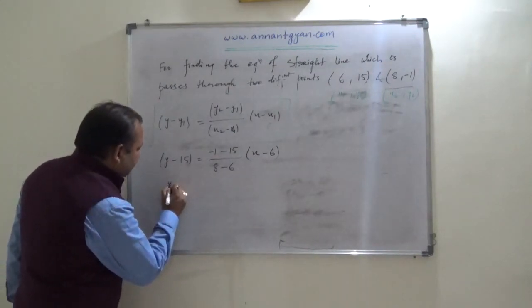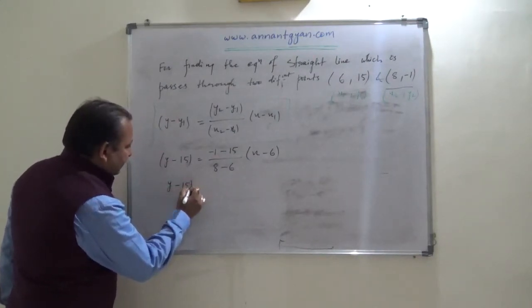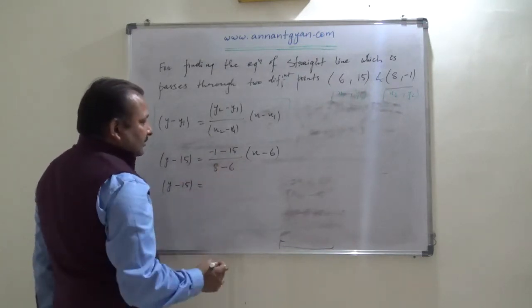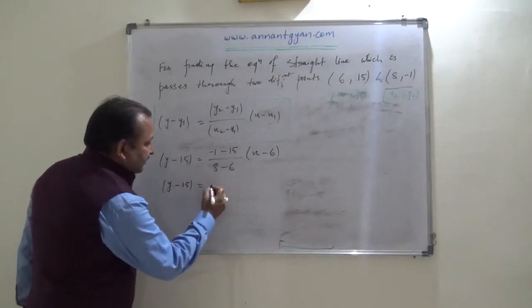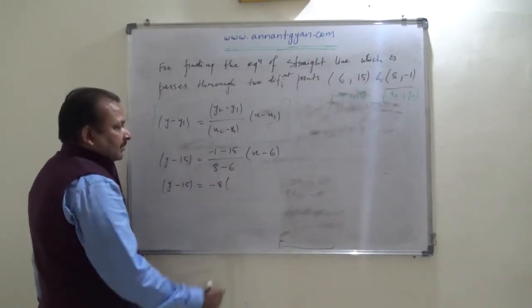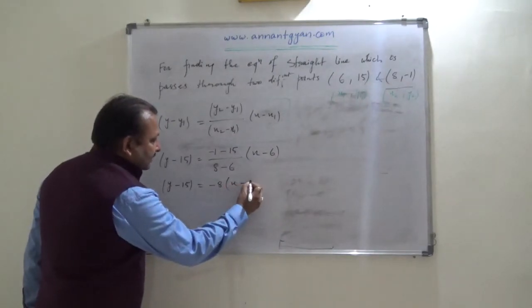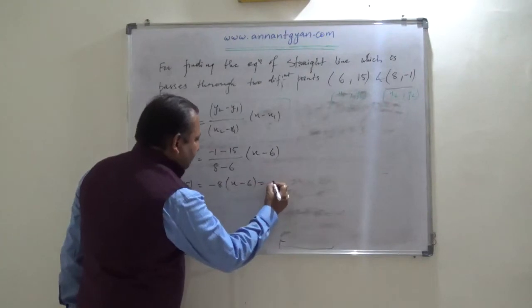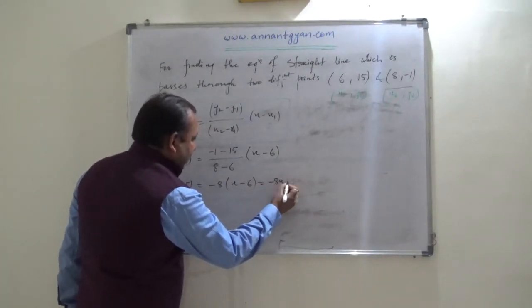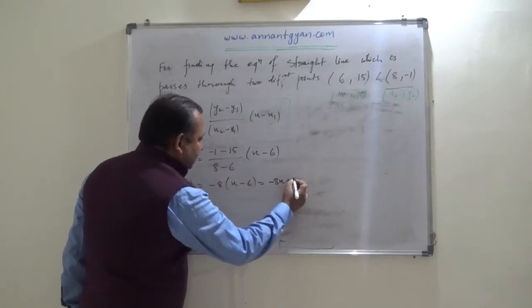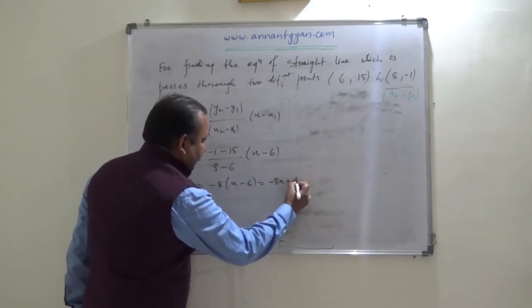So it is y minus 15 that is equal to, this is minus 16 by 2, so it becomes minus 8 into x minus 6. So it is equal to minus 8x plus, minus into minus is plus, 8 into 6, that is 48.